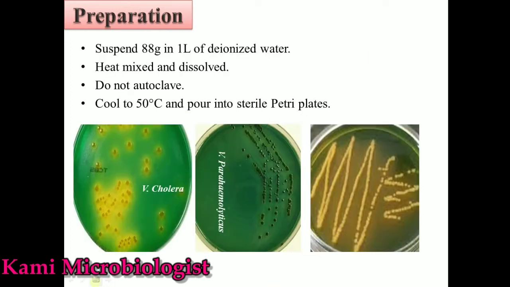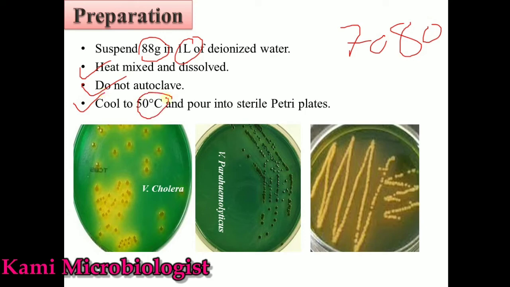Let's talk about how we can prepare this media. This media is prepared by taking almost 88 grams of the media in 1 liter, and after that we will heat, mix and dissolve it with the help of a hot plate at almost 70 to 80 degrees Celsius, until all the ingredients are completely dissolved. So we do not autoclave this media. Once we autoclave, all the ingredients will be destroyed and a lot of other bacteria can also grow. Once the media is heat dissolved, the media should be cooled down to 50 degrees Celsius. At 50 degrees Celsius, we will pour this media into a sterilized petri plate. After the media solidifies, we will streak the sample. So that's how we can prepare and use this media.